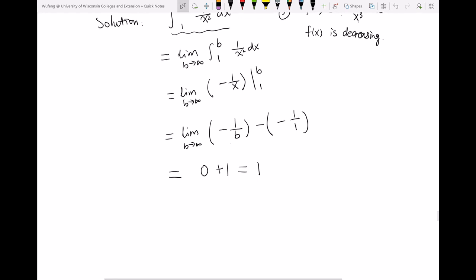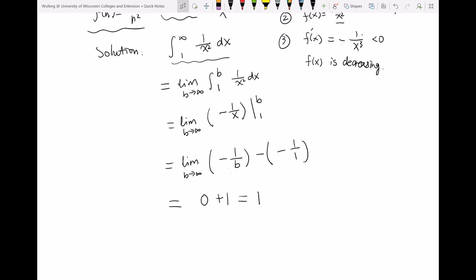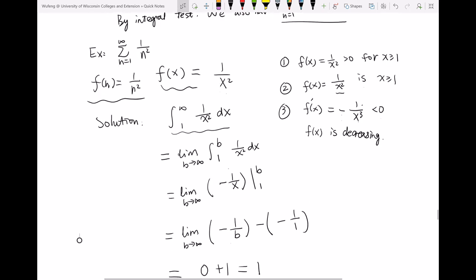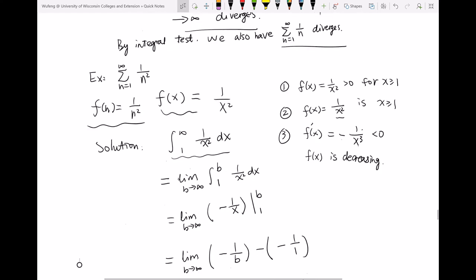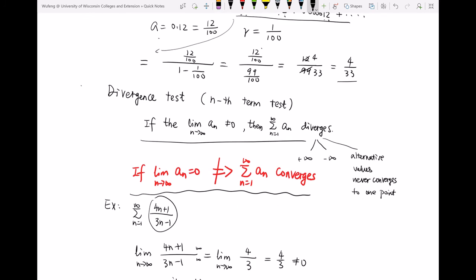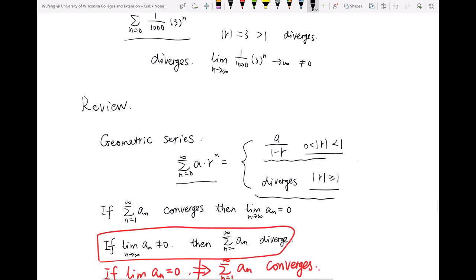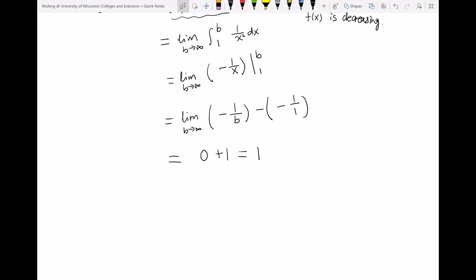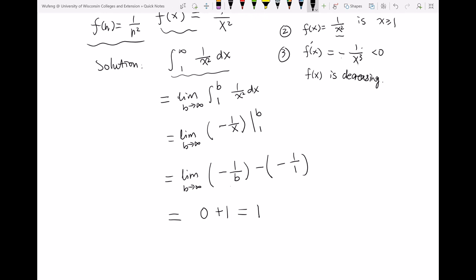Very good. So we have the integral of 1 over x squared from 1 to infinity equals 1. It means what? It means converge or diverge. Diverge means it goes to infinity, or negative infinity, or back and forth alternately, never converging to one point. It's converging, yes, because it goes to one point. It doesn't matter what number it is, as long as it goes to one finite number, it means it converges.